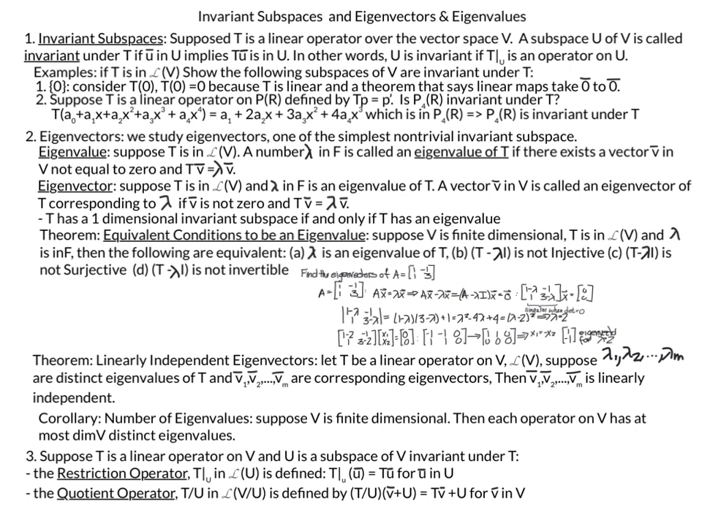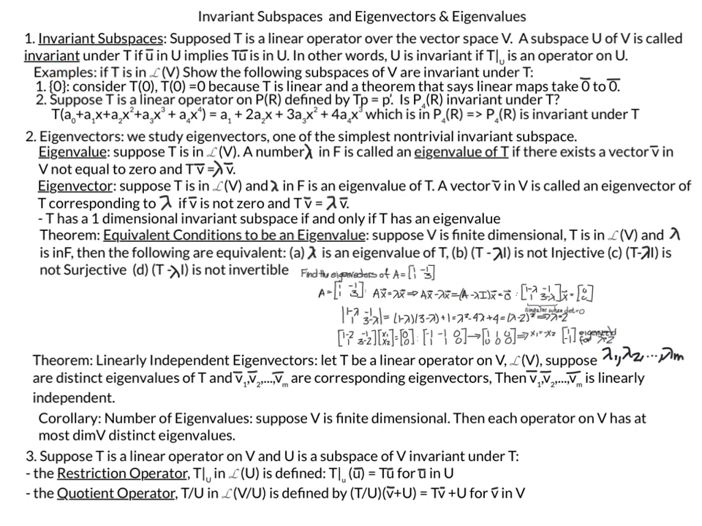Our first example: if T is in the set of linear operators on V, show the following subspaces of V are invariant under T. First, we have the subspace consisting of only the zero vector. If our subspace is U equals the zero vector, then let's take the zero vector and apply T to it. Because T is linear, and we have a theorem that says linear maps take the zero vector to the zero vector, T of 0 is equal to 0, which is still in the subspace. Therefore, this subspace consisting of only the zero vector is invariant under T.